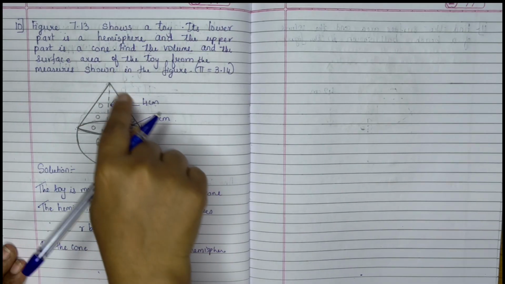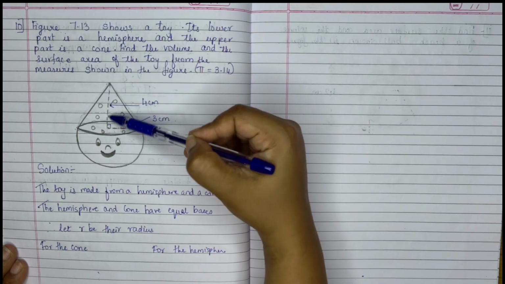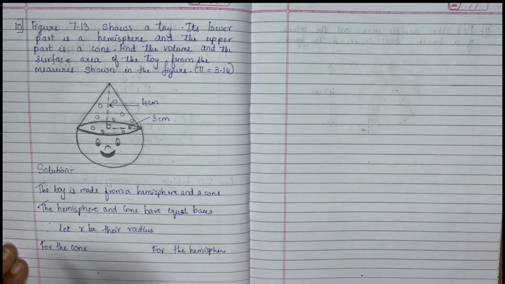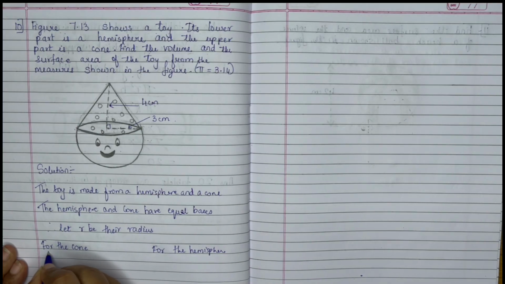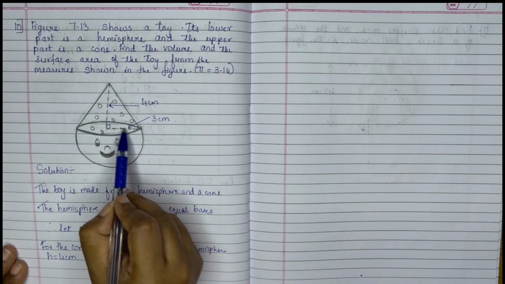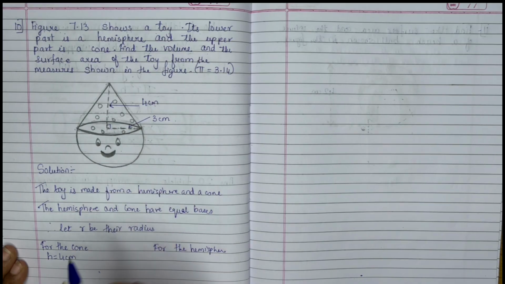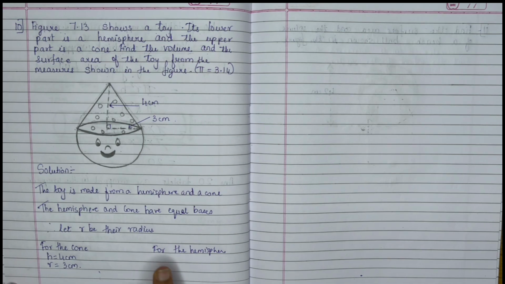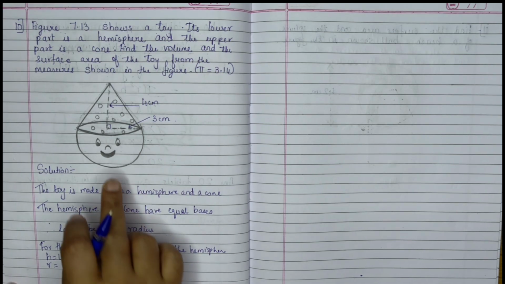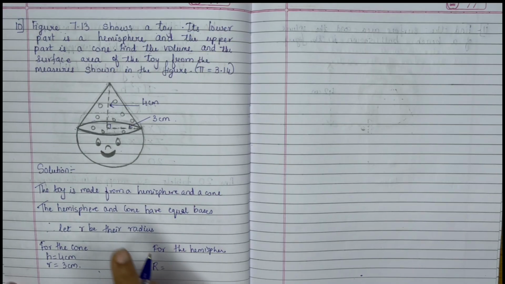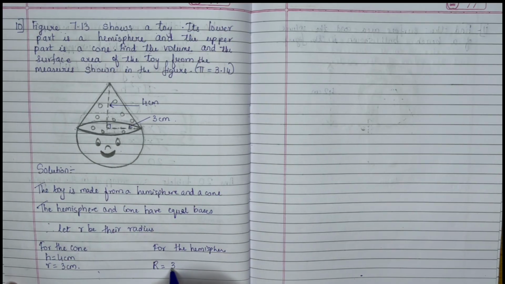Now see here, for the cone what is given? The perpendicular height is given, 4 centimeters. That means h is equal to 4 centimeters and radius is given 3 centimeters. R is equal to 3 centimeters. Now for the hemisphere, the radius is the same, so taking capital R, R is equal to 3 centimeters again.